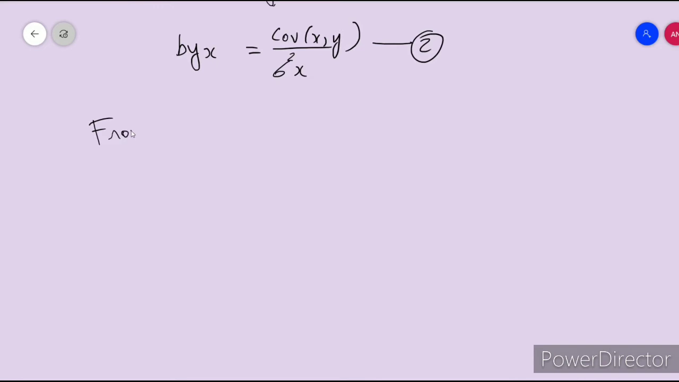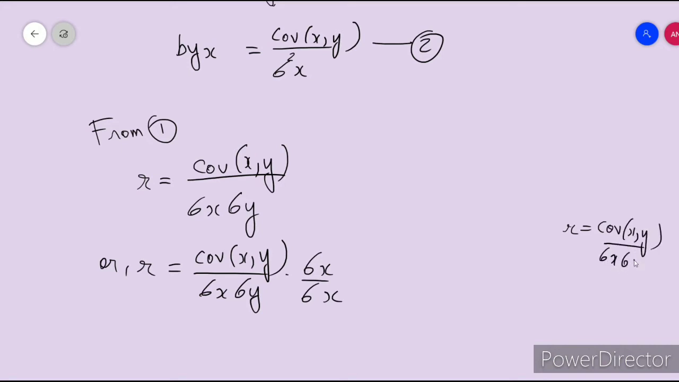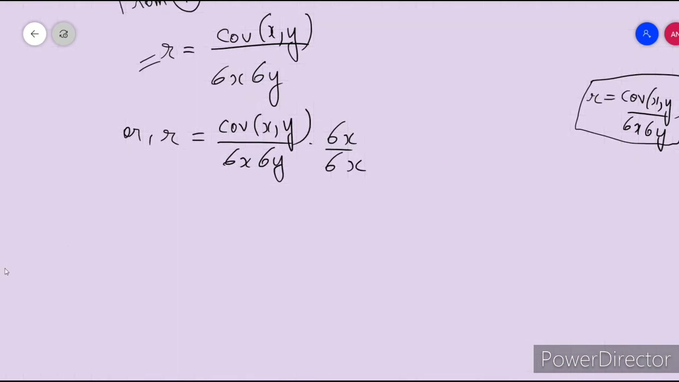So from 1, we know that R, the correlation coefficient, is equal to the covariance divided by the product of the standard deviation of x and standard deviation of y. Now this can also be rewritten as follows. This is just a slight manipulation, because we know that this side and this side can be cancelled, and we're left with this, which is the same as this value.